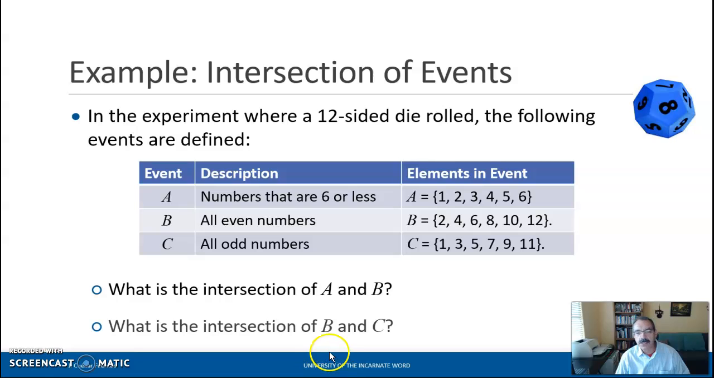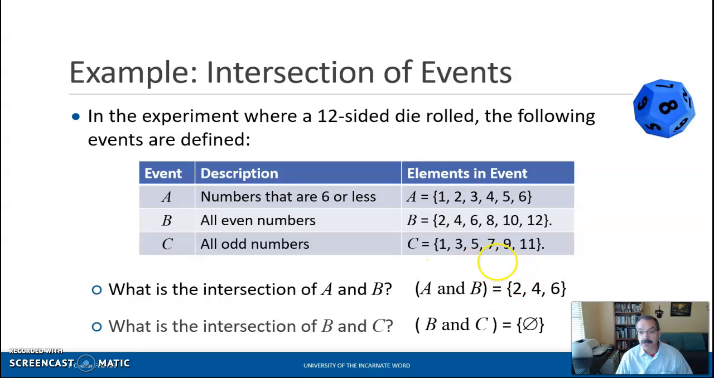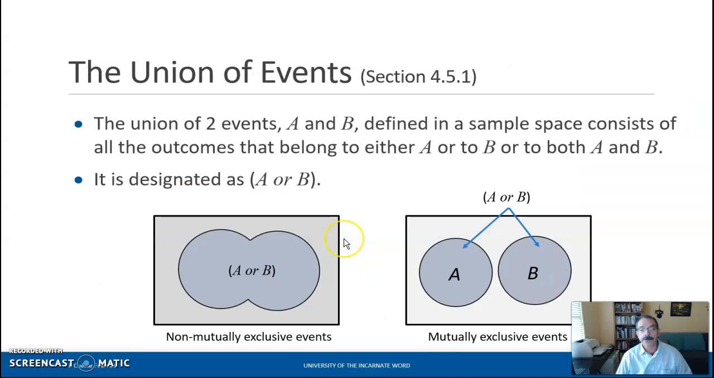And what is the intersection of B and C? Well, if we look at B and C and the elements in each of these, there are no elements in common. So that intersection will have no elements; it will be empty. All right, finally, my cursor is responding. Here are the answers. All right.